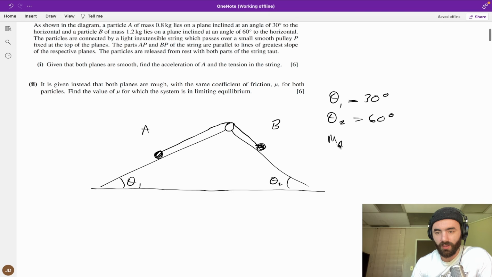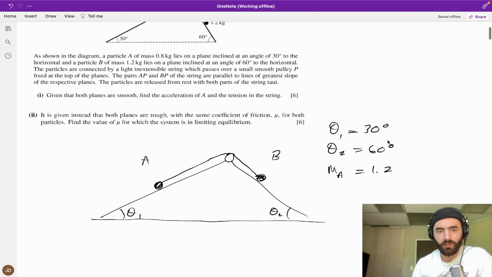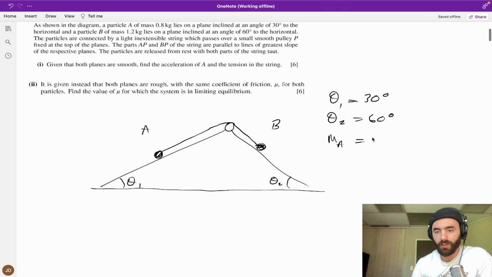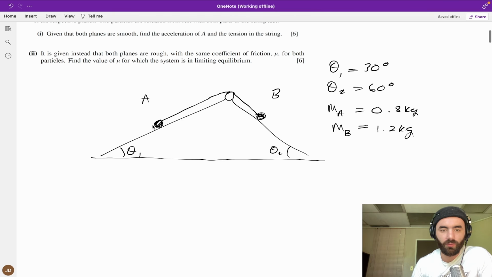We have the mass of A equals 1.2. Oh no, that's the mass of B, 0.8 kilograms. Mass of B equals 1.2 kilograms. Okay, and then we should identify what we've got. The weight of A. Our incline, we know that will be theta 1 here. And the weight of B. This angle here will be our theta 2.